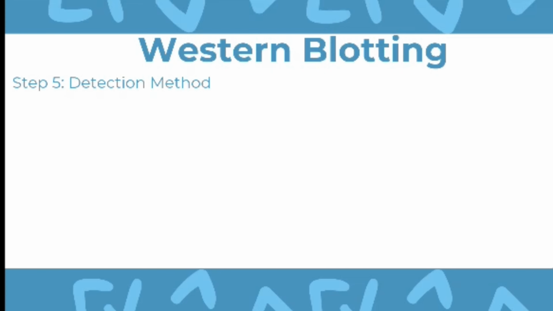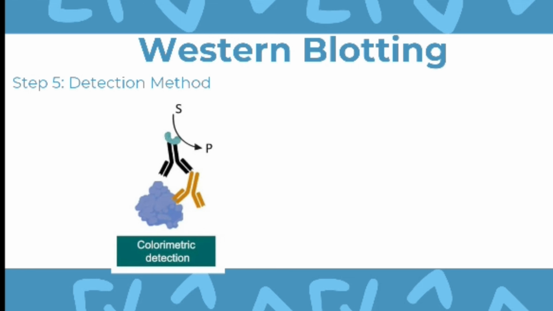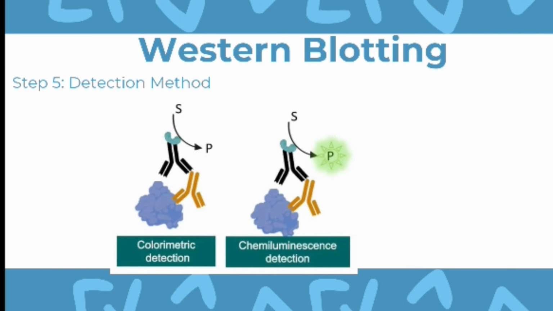So in detection method, to detect, we need to develop the blot. And in order to develop the blot, there are different strategies. There are colorimetric strategies where the secondary antibody is bound to an enzyme like horseradish peroxidase, which upon addition of substrate will be converted into a colored product.